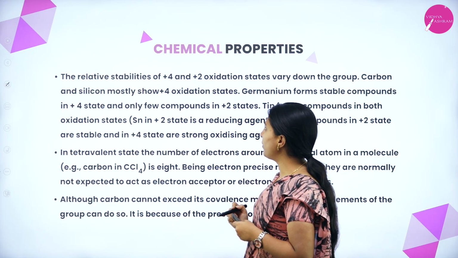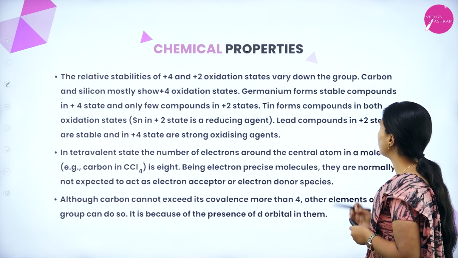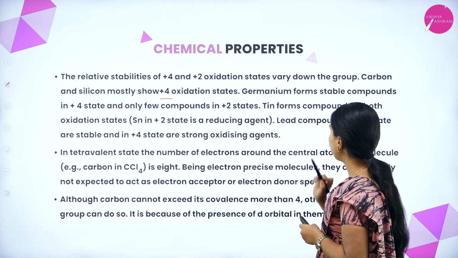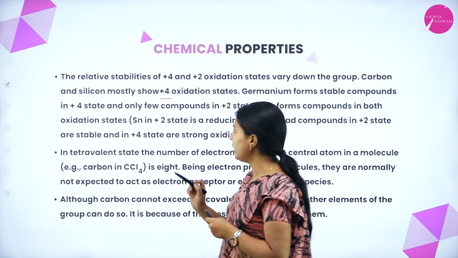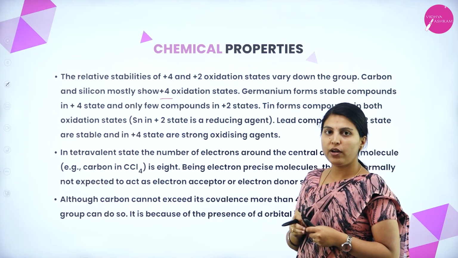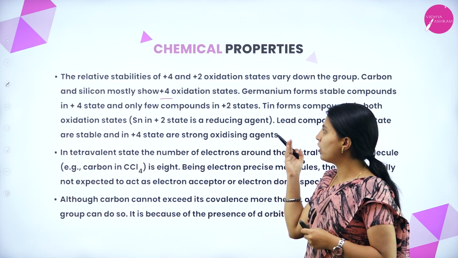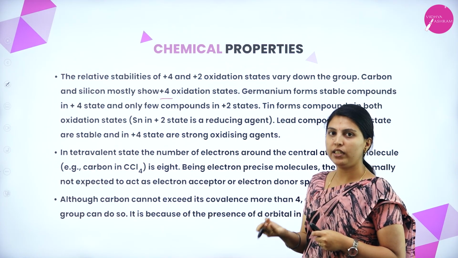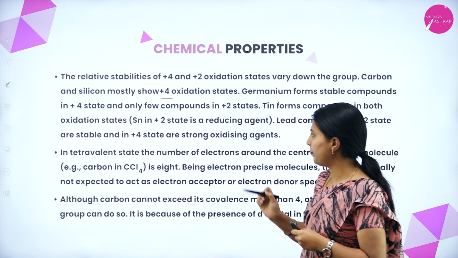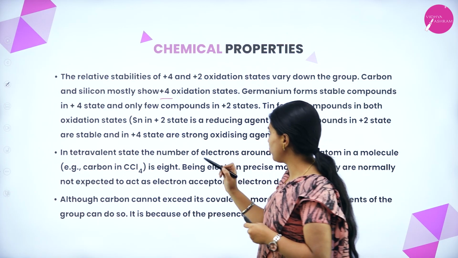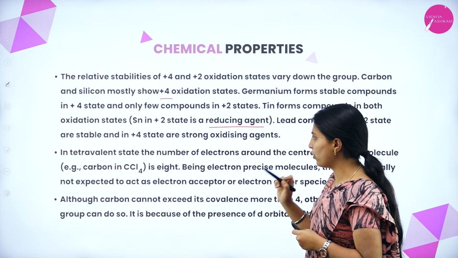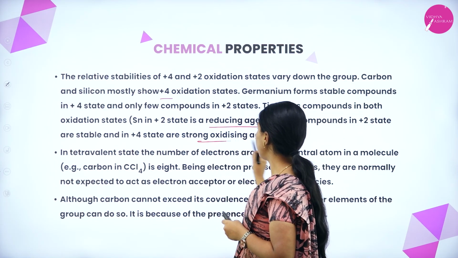The relative stabilities of +4 and +2 oxidation states vary down the group. Carbon and silicon mostly show +4 oxidation states. Germanium forms stable compounds in the +4 state, and only a few compounds in the +2 state. Usually the usual oxidation state is +4, like carbon, silicon and germanium. Other than that, +2 is shown. Tin forms compounds in both +2 and +4 oxidation states, but whenever it is +2 it acts as a reducing agent, and lead compounds in the +2 state are also stable, while in +4 it is a strong oxidizing agent.